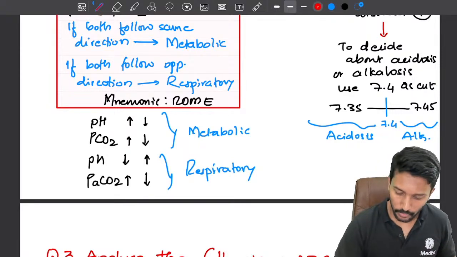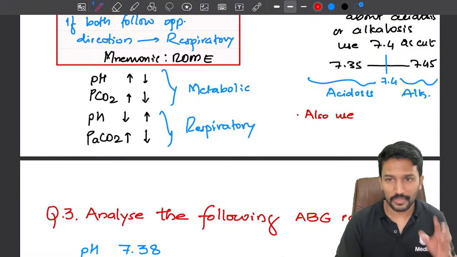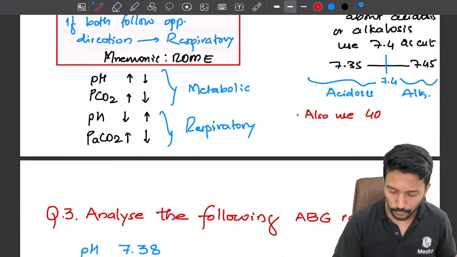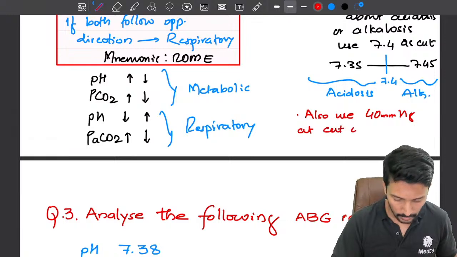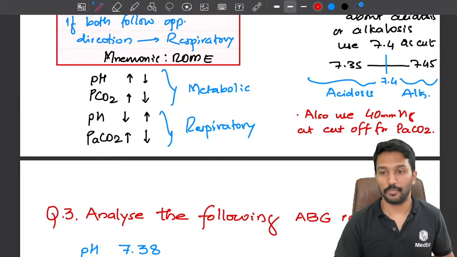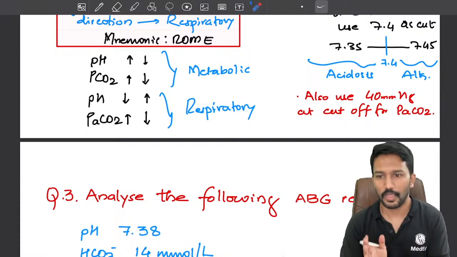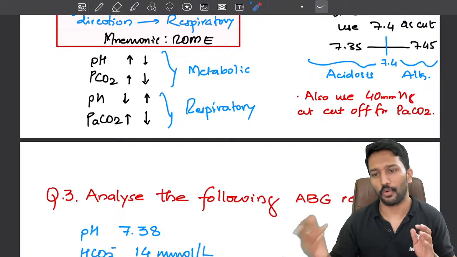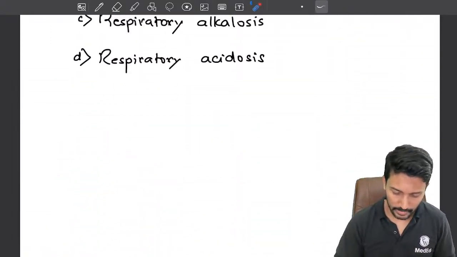Clear? Now I want you to remember also the normal range of PaCO2, 35 to 45 millimeters of mercury. So we will use 40 millimeters of mercury as cutoff for PaCO2 to decide, when we apply this ROME later, whether it is respiratory or metabolic, where we will use PaCO2 cutoff as 40. Less than 40 means we will consider PaCO2 as decreased, more than 40 means we'll consider PaCO2 as increased. Clear? So now let us go back to this question and we'll try to approach this way.